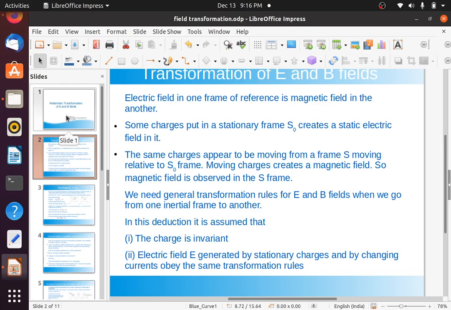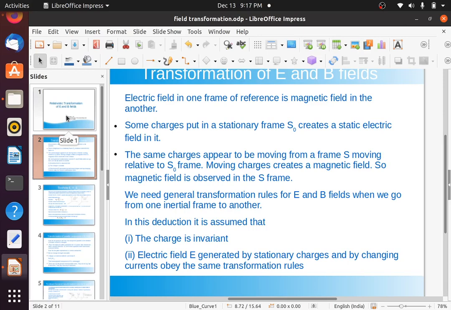We need to know how these fields are related between observers in one frame and another frame, or suppose one observer goes from one frame to another, how these fields transform. The electric field and magnetic field in the S frame we can take as E and B, whereas in the S dash frame we can take them as E dash and B dash. In what way are these E dash and B dash related to E and B? That is our question.